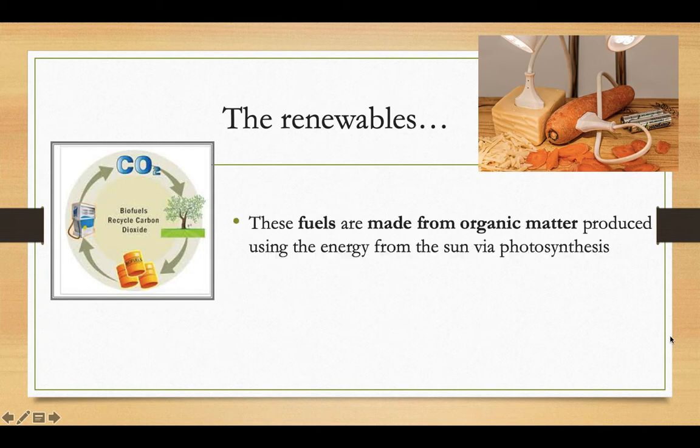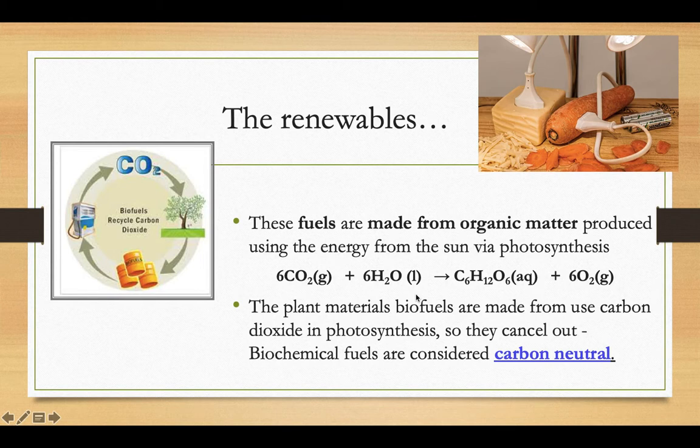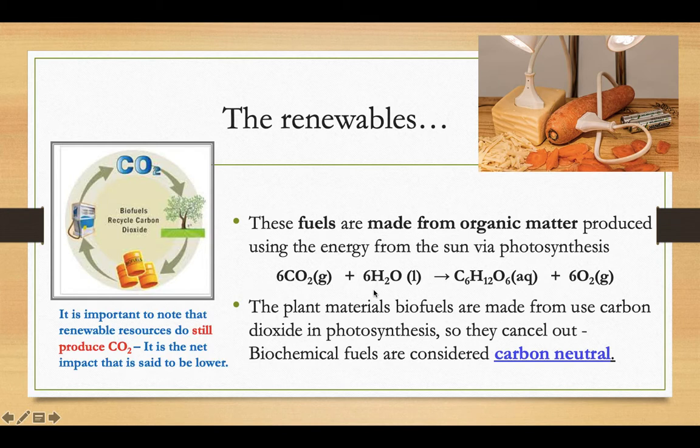Renewable fuels are simply fuels made from organic matter produced using the energy from the sun via photosynthesis. Here, you can see that the plants harness the carbon dioxide and the energy from the sunlight through this process and turn the carbon dioxide into plant materials. So when we use renewable energies, we simply reverse this entire process, sometimes using a combustion reaction, and then release the carbon dioxide back. So the process of using renewable fuels is considered carbon neutral.